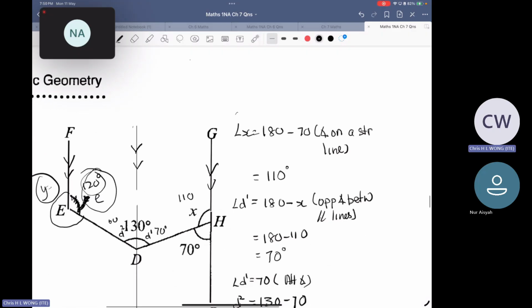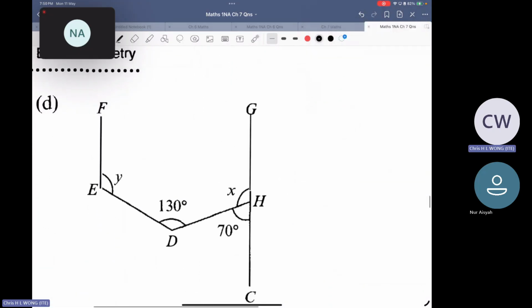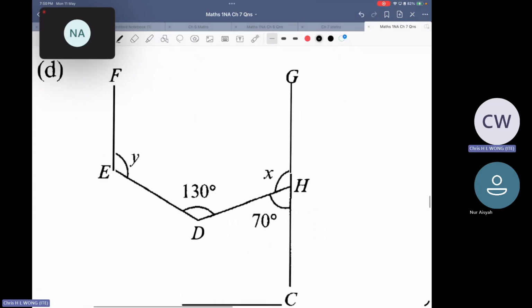Let's give you another one, I clear this one. Do this for me. You're supposed to find X, Y. Which one do you want to start first? X, right? X is easy, isn't it?